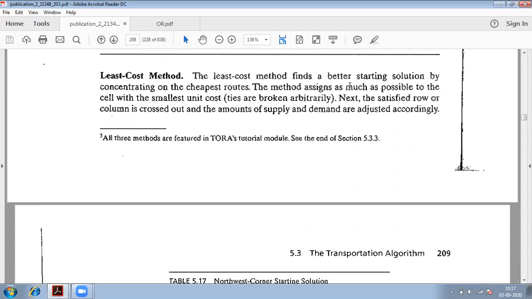The least cost method finds a better starting solution by concentrating on the cheapest routes. The method assigns as much as possible to the cell with the smallest unit cost. Ties are broken arbitrarily. Next, the satisfied row or column is crossed out and the amount of supply and demand are adjusted accordingly.